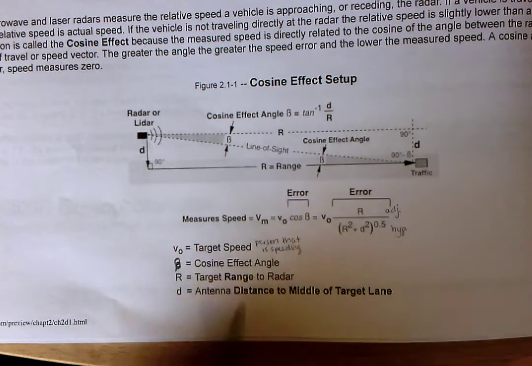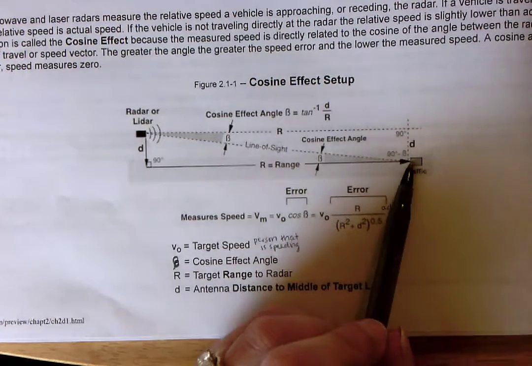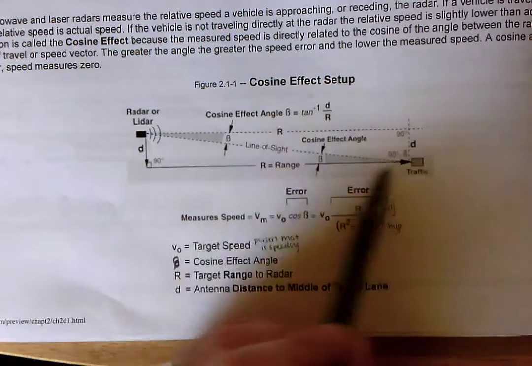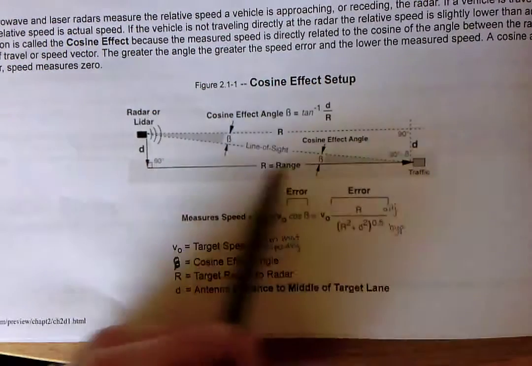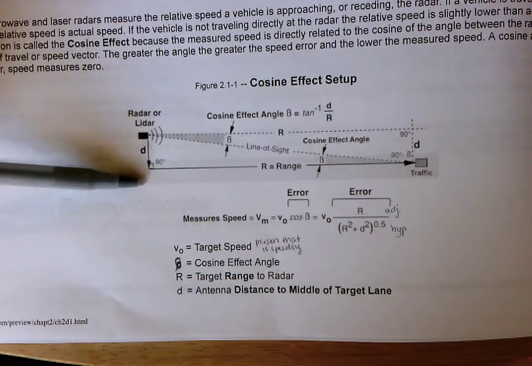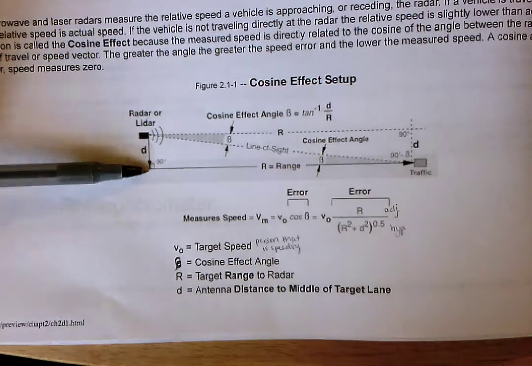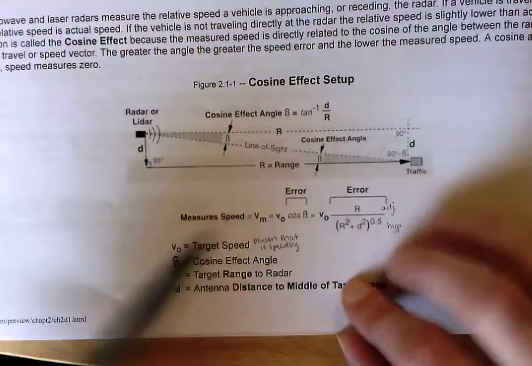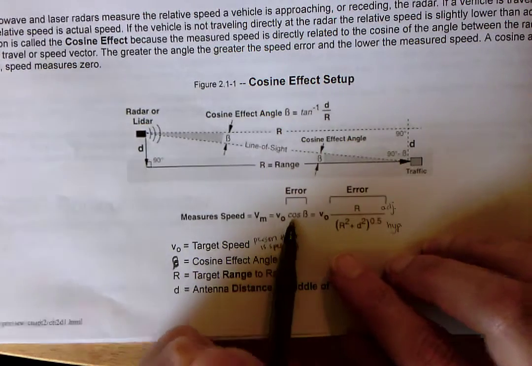And then they give you some other things in here. The target range to the radar. So this is like, here's the car. That's how far it is to the radar in the horizontal direction. And then this is the distance to the middle of the lane that the vehicle is on. Okay? So anyway, we're going to use just this right here. We're just going to use VM equals VO cosine B. Okay?